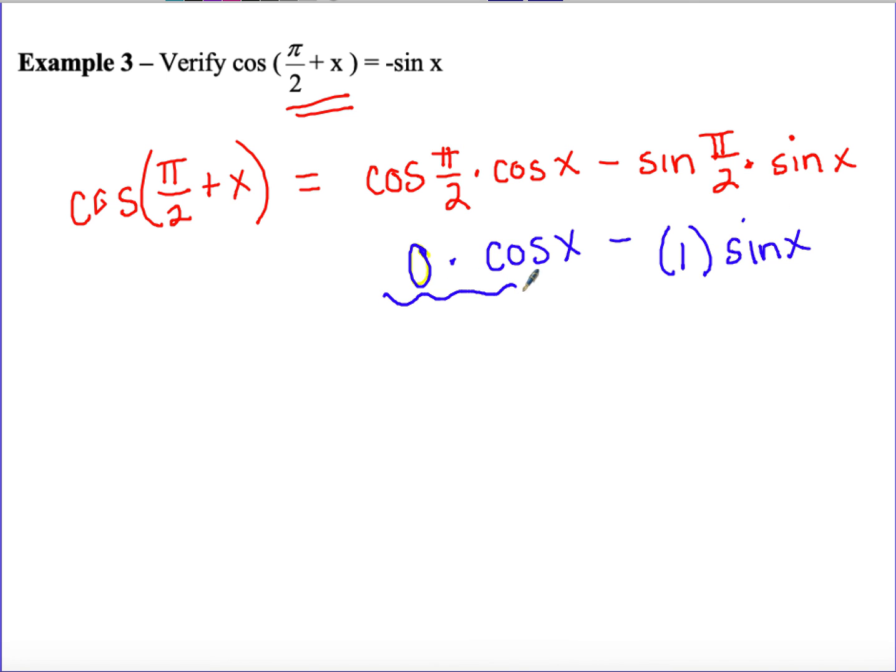Look at that. We wanted the cosines to disappear, and lo and behold, the cosine of 90 is 0. That knocks out this whole term. 1 times the sine is just the sine, and we have a subtraction, so that's like a negative sign. And look at that, we're already to our final answer. We proved, using the sum and difference identities, that the cosine of pi over 2 plus x is equal to negative the sine of x.